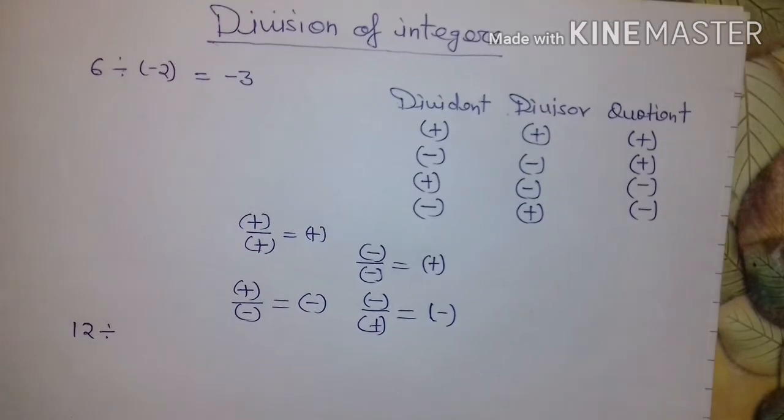Here we see it in terms of numerator and denominator. If both numerator and denominator are positive, then the quotient will be positive. If both are negative, then also the quotient will be positive. But if the numerator and denominator have opposite signs, then the quotient will be negative. Positive divided by negative is equal to negative. A negative integer divided by a positive integer is equal to a negative integer.